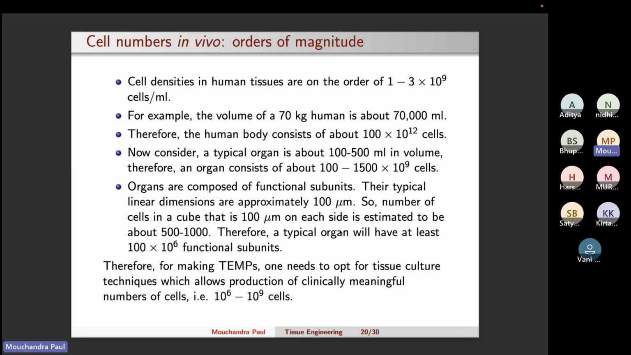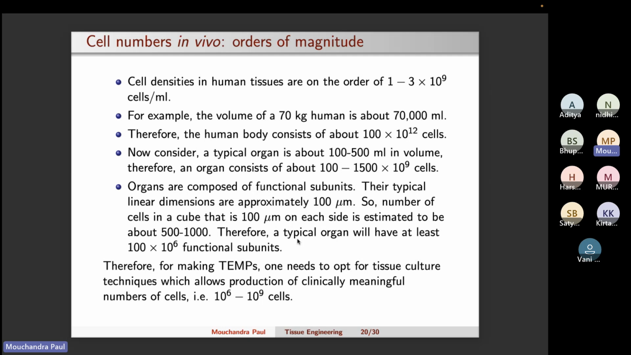So if you make a cube with each side of 100 micron, you get the volume of that cube, and for that volume you can get how many cells will be there when you multiply it with the cell density. So they are saying that in a functional subunit there will be approximately 500 to 1000 cells.